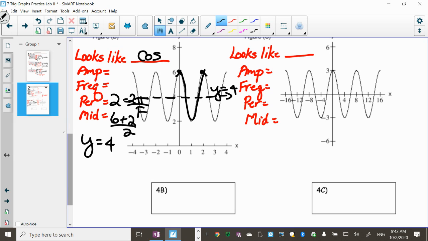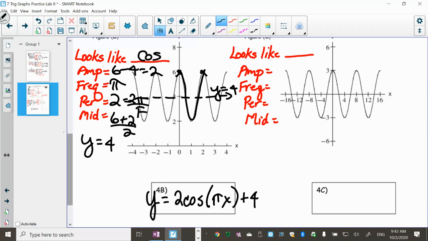I promise you, if I give you a graph, it'll be very clear. So my frequency is, oh, I forgot the amplitude. It's pi. What's my amplitude? It's going to be high minus my midline, or 2. Sorry about that. I usually do midline, then amplitude, and then I do the other part. So this one, they've got y's and x's again, so life is good. y equals 2 cosine pi x plus 4. The other way you could see that is y equals 4 plus 2 cosine pi x, but I kind of like the midline at the end.